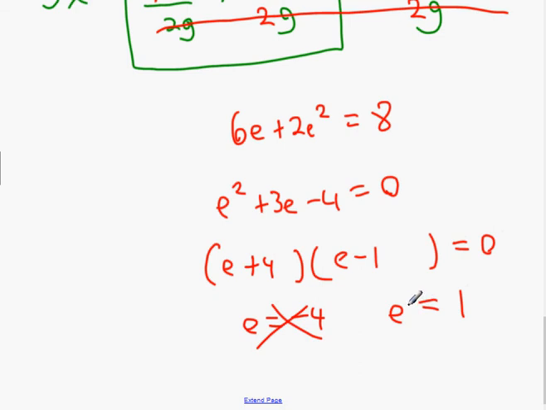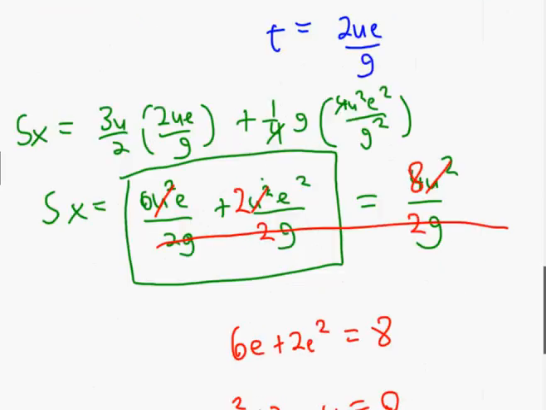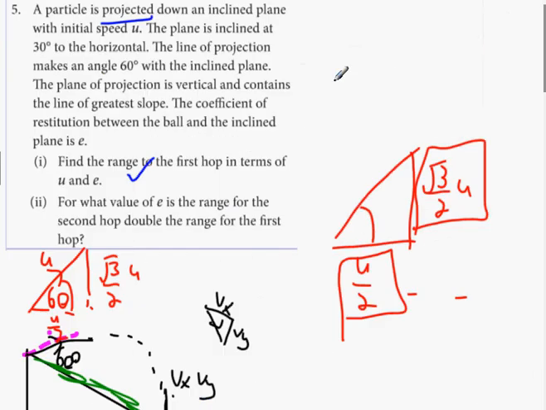So what they should have said, if you really want to modify this question, is a particle projected down. They'd have to change that to a particle bounces off an inclined plane, or hops off an inclined plane, and then that's the modification of the question to fit that answer. Okay.